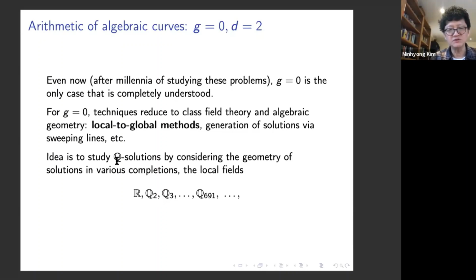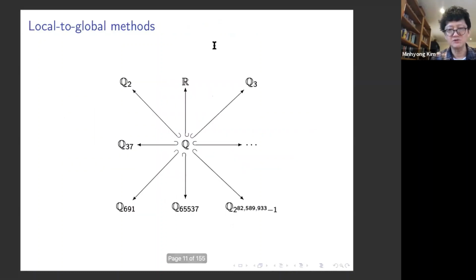Well, you want to study rational solutions, but you study solutions in various completions of Q, like the reals, 2-adics, 3-adics, 691-adics, and so forth. For each prime, you have a completion, and rational solutions, of course, embed inside solutions in this field. You try to think about Q as somehow being like the intersection of all these completions. It's not literally, because you don't have anything to intersect inside, but it maps canonically to all these completions.